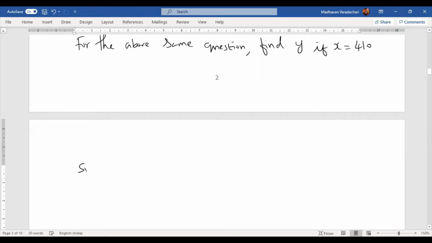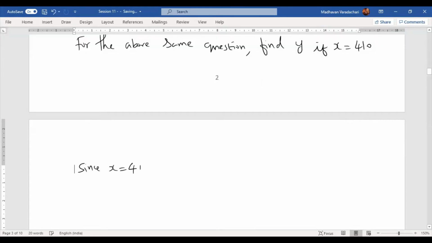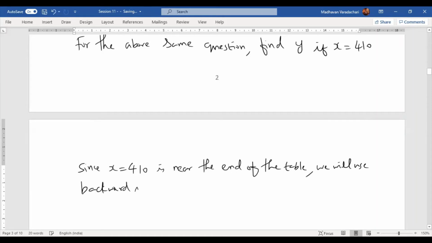Since x is equal to 410, which is near the end of the table, we will use the backward interpolation formula.